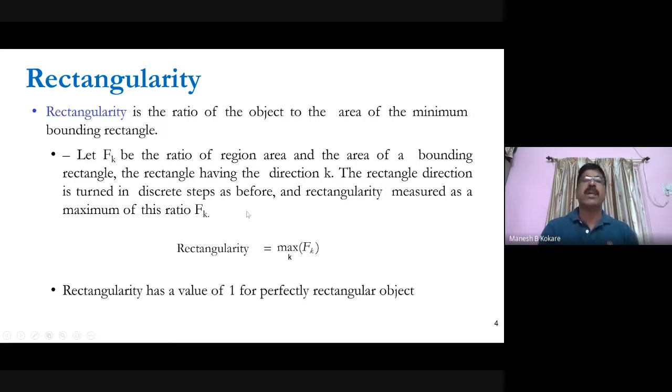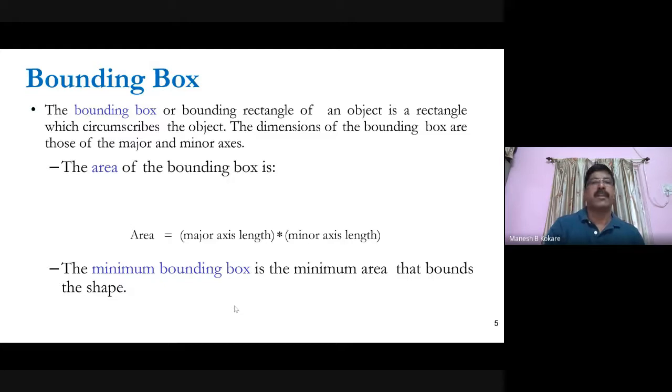Basically, if the region area and the bounding rectangle area are the same, then that rectangularity value will be equal to 1, and so on. So you have to find out in which direction this bounding box fits, and then it will give the value of rectangularity.